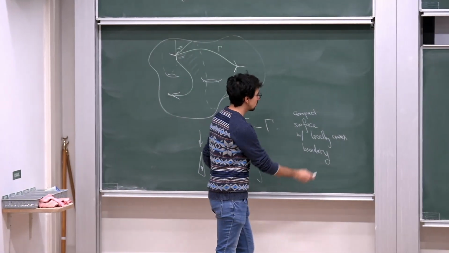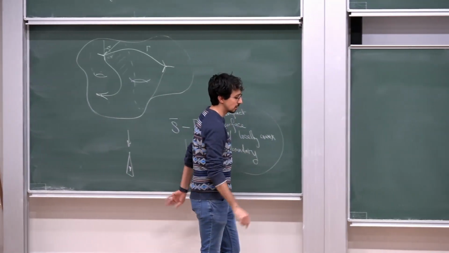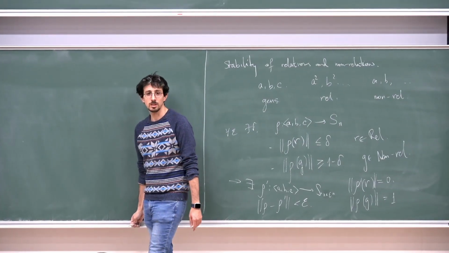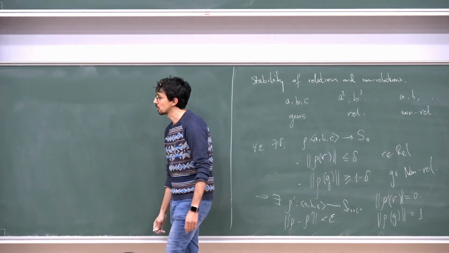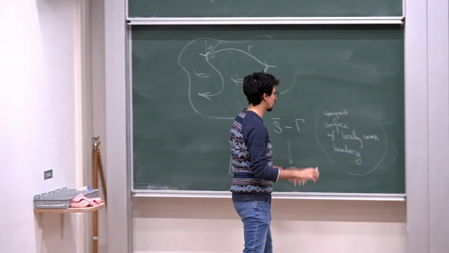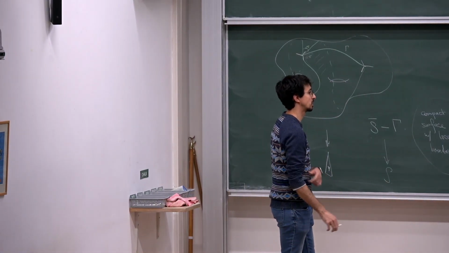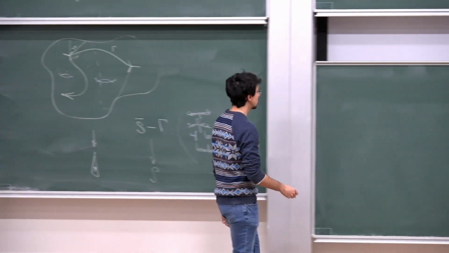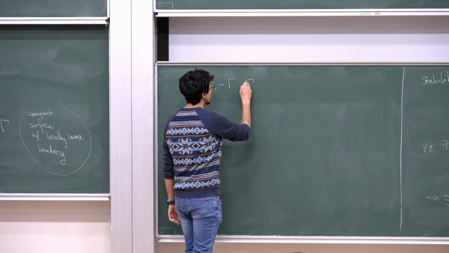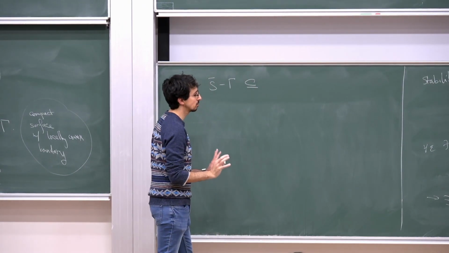Okay, and now for these guys, what we know is that they do belong to some cover. This follows from the fact that a general CAT(0) kind of geometry argument tells you that S bar minus gamma is contained in some cover.